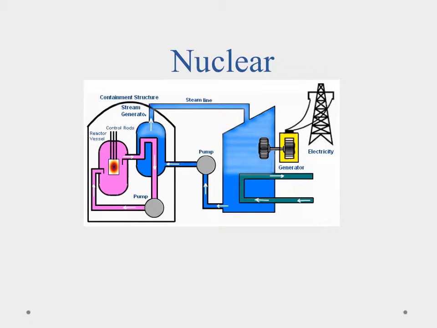So the process of nuclear is we're capturing this heat, and this heat then we use to generate steam, and that steam spins a turbine, spins a generator, and we make our electricity. So that's a nuclear power plant.